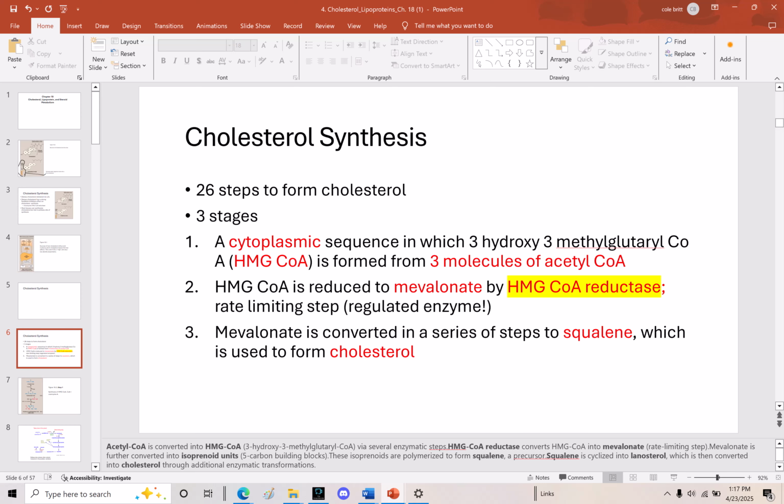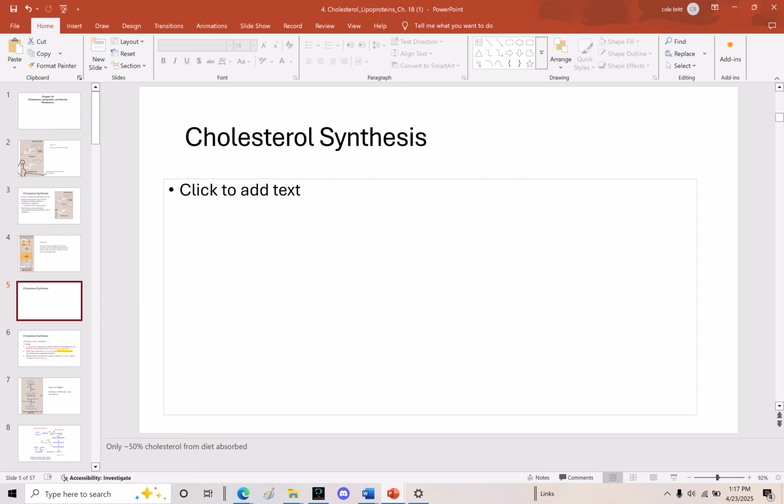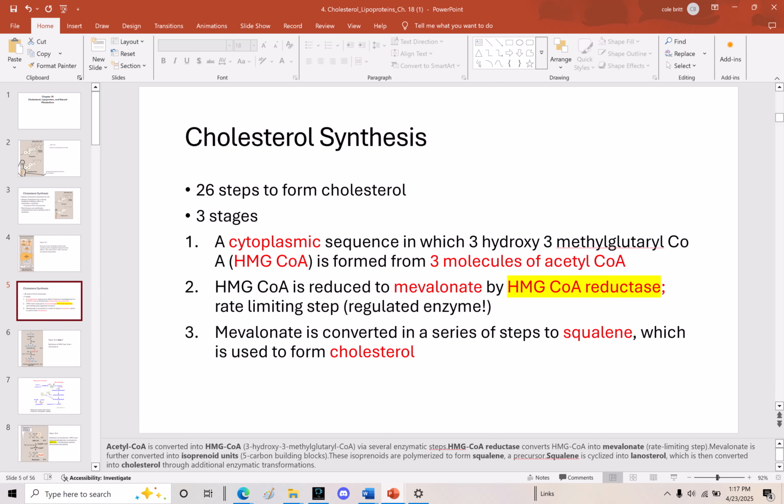And I break it down into 3. I want you to know 3 of those 26 steps. And I'm surprised at how many students don't memorize just these 3. Maybe I should give you guys more steps, and then you'll at least learn 3 of them. I will not do that. But there's essentially 3 stages that you do need to recall.